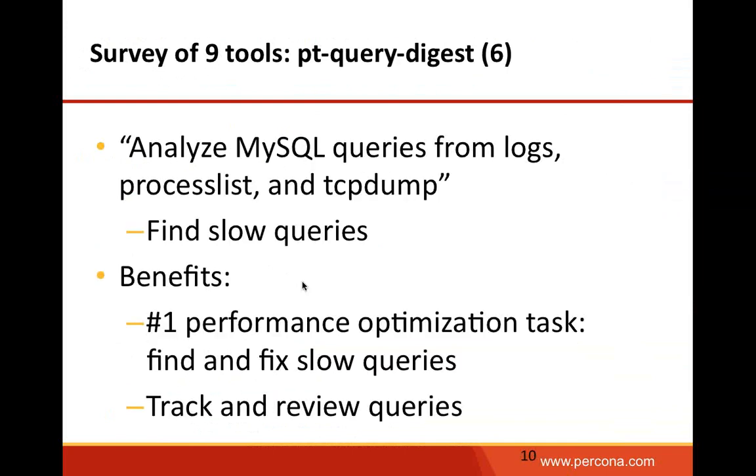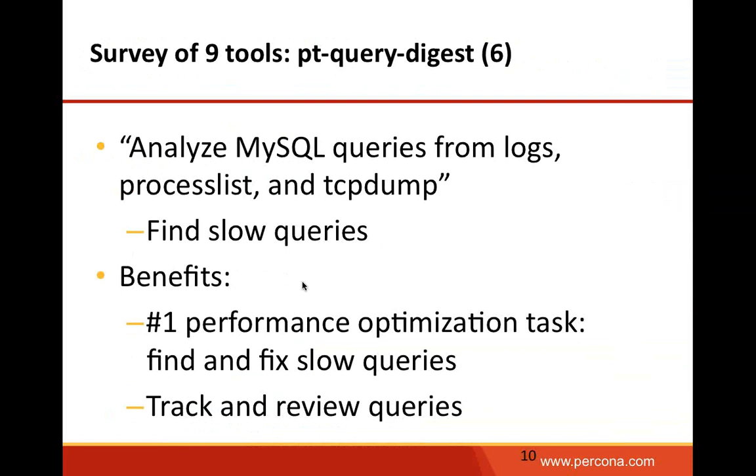So let's move on to tool number 6 here. This is another really big, important tool. We rewrote it about 4 years ago, I think. This is pt-query-digest. Officially, it analyzes MySQL queries from logs, process list, and tcpdump. Really what it does is it has one big job, and that is to find slow queries. The reason is that performance optimization task number one is finding and fixing slow queries.